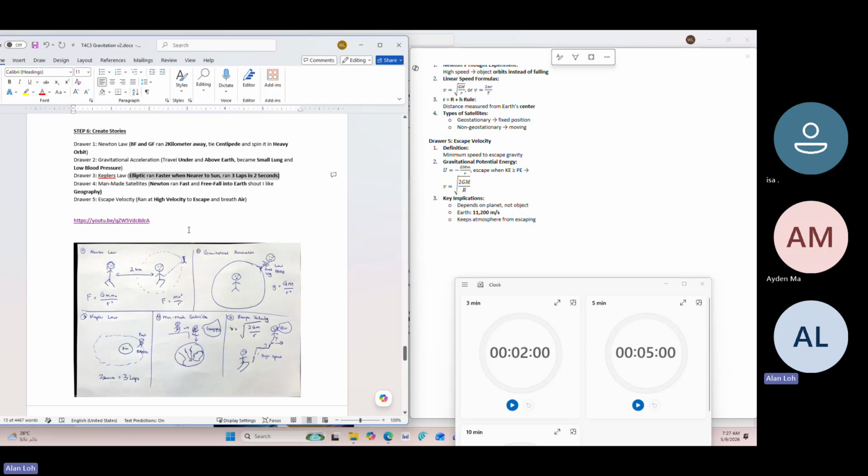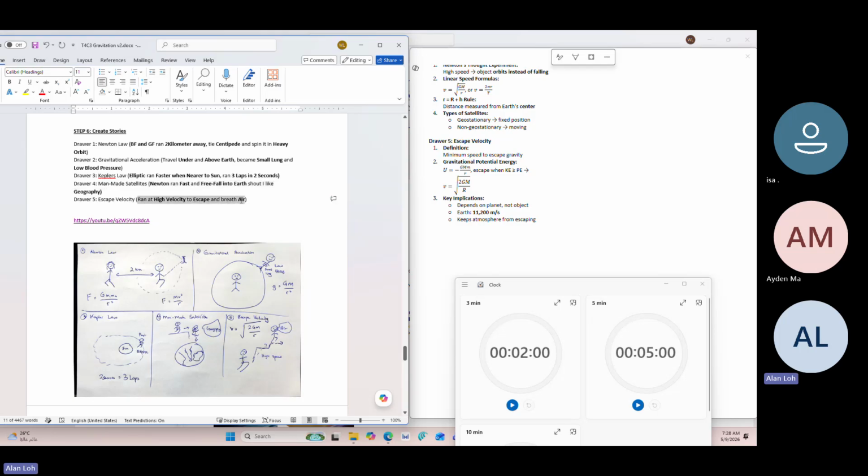Elliptic is the man that ran very fast. His name is elliptic. He ran faster nearer to the sun and ran 3 laps in 2 seconds. Then man-made satellite, Newton ran fast and free fall into the earth. This is to explain why the satellite doesn't fall on the earth. Right, then I like geography, right? Because that is to link it with the geostationary and non-geostationary satellite.